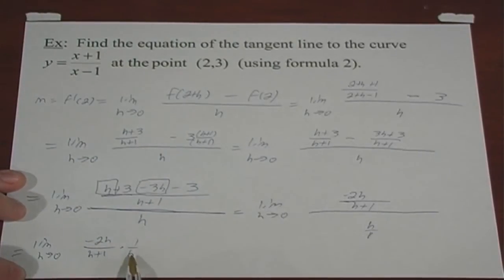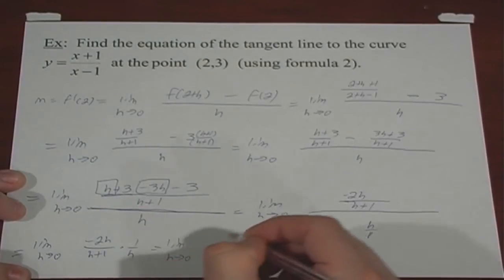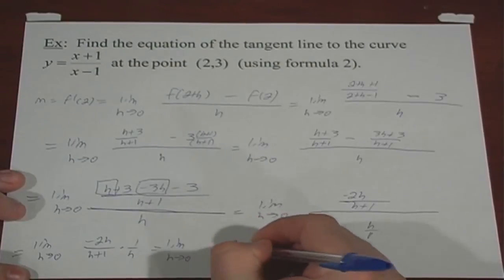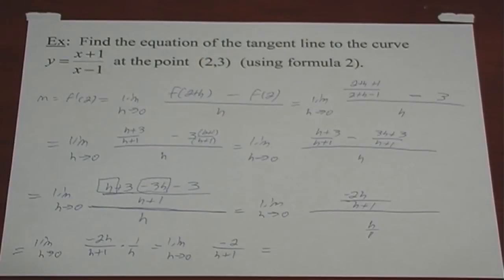I flip the h over 1, it becomes 1 over h. And these h's cancel, and you get limit h goes to 0 of negative 2 over h plus 1. And now take a look. We were doing a limit. It was kind of nasty.